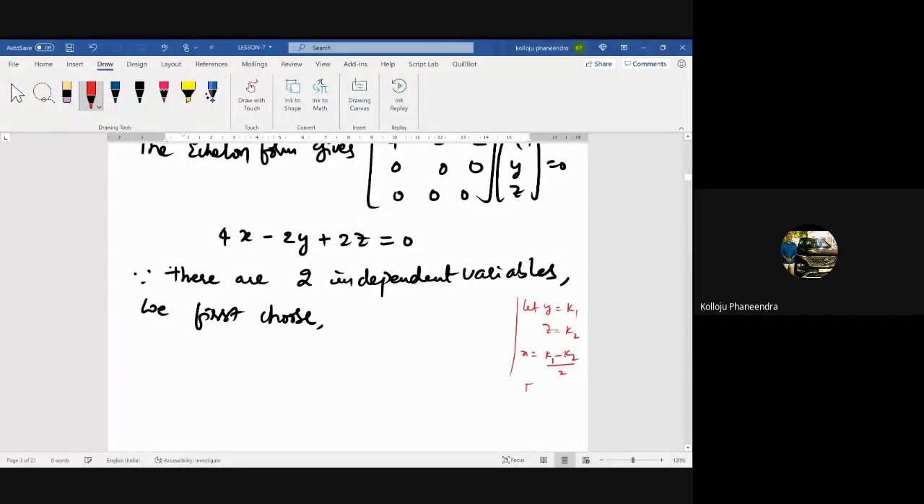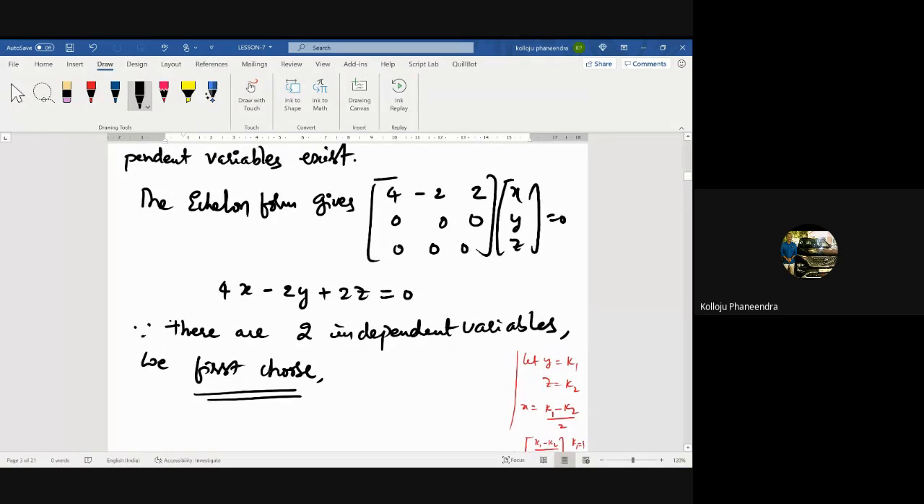Then what is this solution vector? Eigenvector is capital X1 equal to k1 minus k2 by 2, next k1, next k2. Now you choose some k1 equal to 1, k2 equal to 10, like that, and you will get the corresponding eigenvector. But here we have to get 2 linearly independent eigenvectors. The logic is: when there are 2 zero rows in the echelon form, definitely we will get 2 linearly independent eigenvectors for the repeated eigenvalue lambda equal to 2.